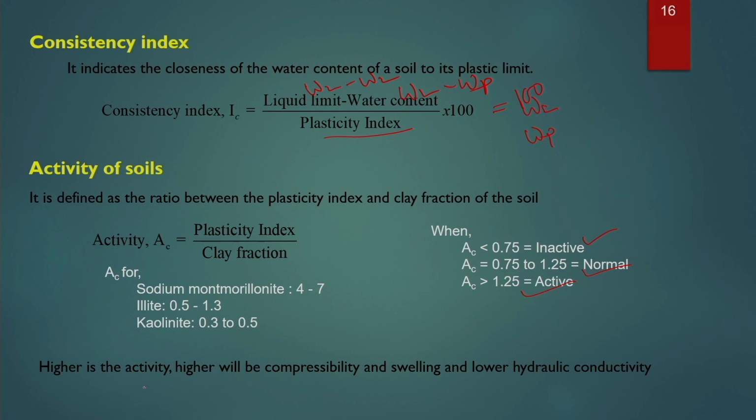Activity of the soil is directly correlated with compressibility, swelling characteristics, and hydraulic conductivity. The higher the activity, the higher the compressibility, the higher the swelling, the higher the shrinkage, and the lower the hydraulic conductivity of the soil. Generally, activity of the soil depends on the mineral. For sodium montmorillonite, it will be very high, whereas for kaolinite, it will be very low.